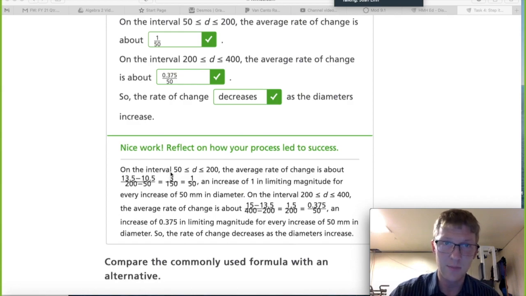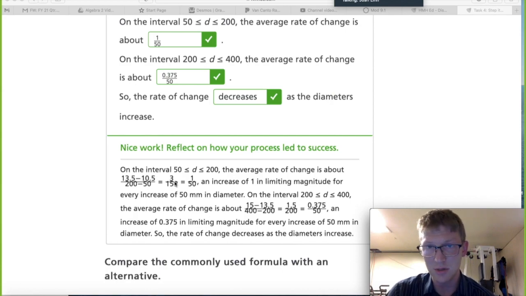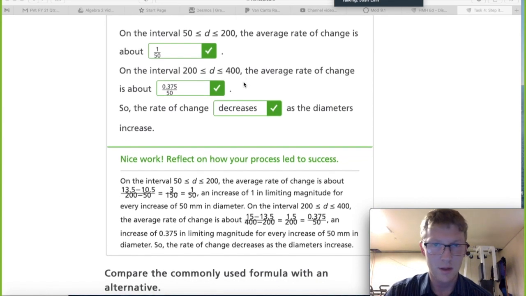So we can see on the interval 50 to 200, it's going to be 13.5 minus 10.5 over 150. I would have just either turned that into a decimal or left it as a fraction, which is fine. But then when they do this one over here, a decimal over a fraction, that's weird. You will typically not see numbers like this in the real world. You'll either see them in a fraction or just straight decimal.